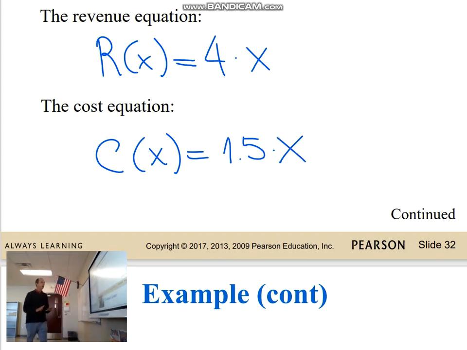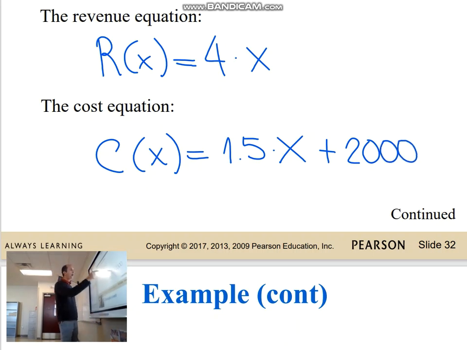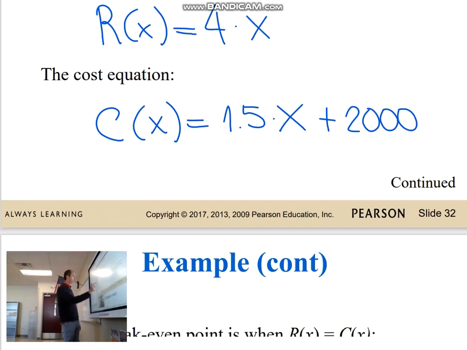But we also have a one-time cost. It's the machinery that we are buying, or the equipment that we are buying to produce the packages, is 2,000. Now we have revenue and we have the costs.